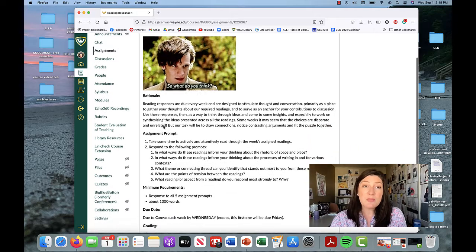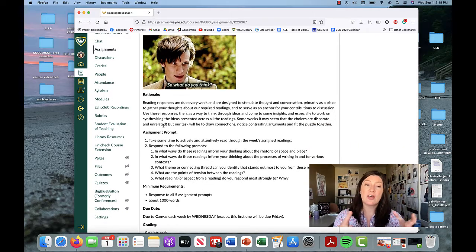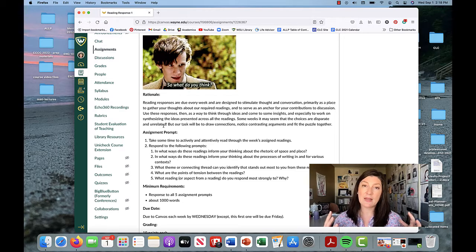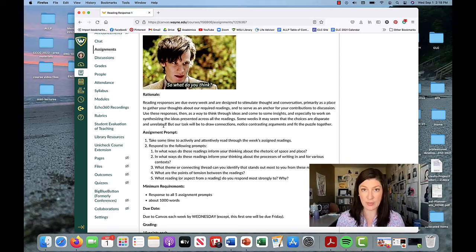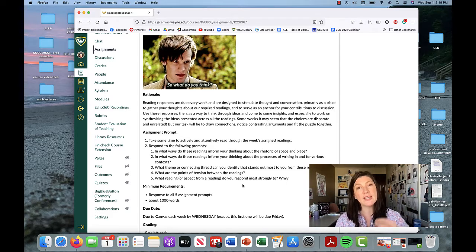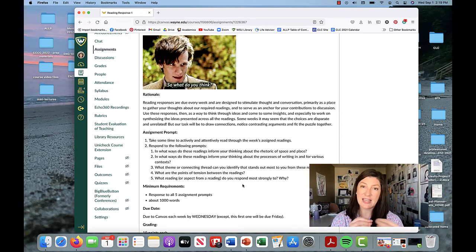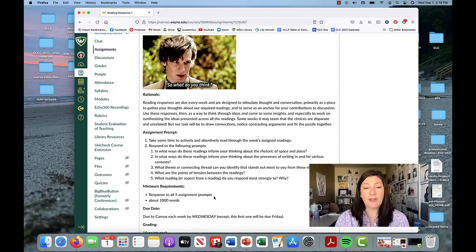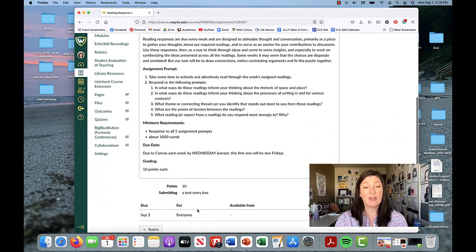So each reading response is going to ask you to tackle several prompts. And what I want you to do here is think about reading all of the pieces and do some work in your own mind to synthesize them a bit. So, of course, you want to do your active reading and your annotating and then respond to these prompts, pulling together pieces as you see them connecting. Respond to all 5 assignment prompts and you'll get your full credit.